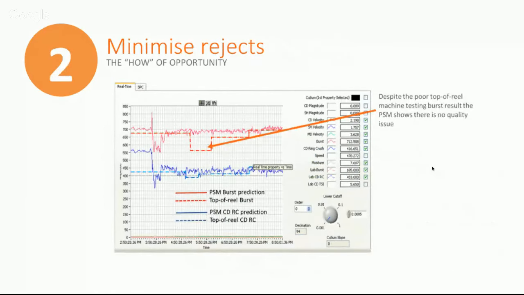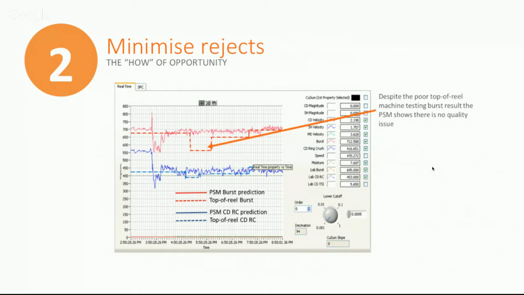Have a look at this trace. This is one of the outputs from our online TSI measurement, MD-CD. Everyone has rejects. Everyone has some percentages that they allow to be below quality, and they hope to drag back in so they can ship it and make money from it. In this case, there are two traces, a red trace and a blue trace. The red trace is burst measurement, and the blue trace is a ring crush measurement.